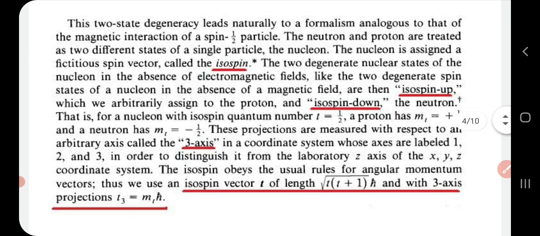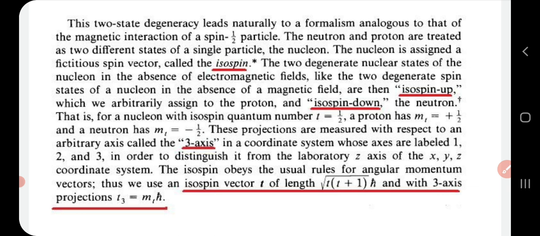Okay, so for a nucleon with the isospin quantum number T is equal to half, proton will have mt equal to plus half, whereas neutron will have mt equal to minus half. Now, all these projections are measured with respect to an arbitrary axis. That arbitrary axis is called by the name 3 axis, and it is labeled as 1, 2 and 3 just to distinguish from the general XYZ coordinate system.